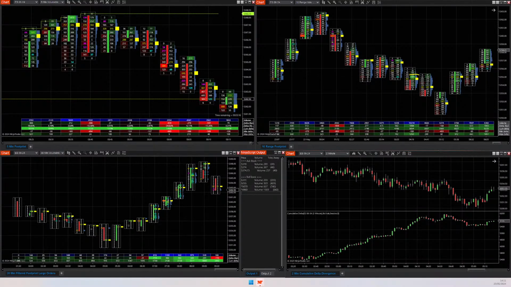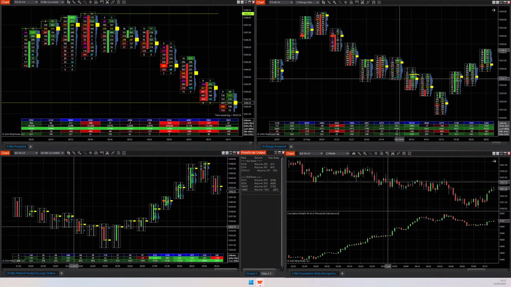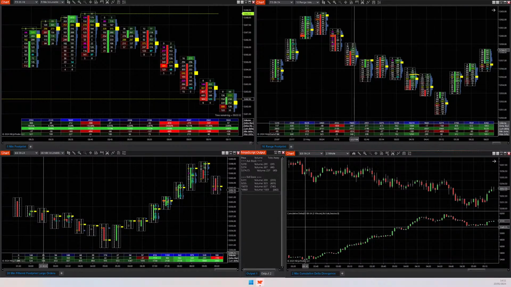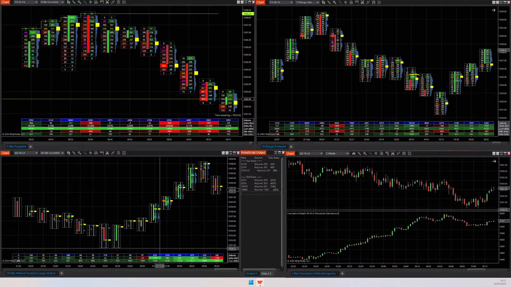So there's a little bit of absorption, but what it looked like to me was exhaustion. Volume was still pretty high, and lots of volume there, and then it just got less and less, and we had more and more aggressive buying coming in. So there was exhaustion from the sellers.